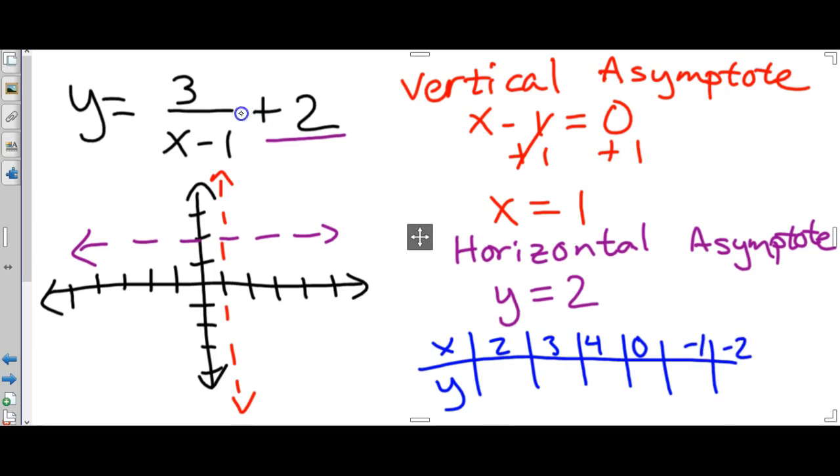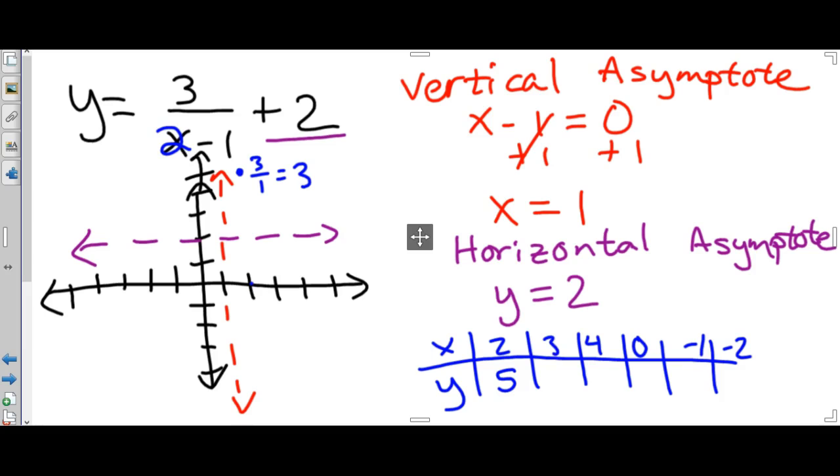So now we plug these into the function itself to find y. If I were to put 2 in for x, I get 3 divided by 2 minus 1. You have to do the subtraction first, so that would become 3 over 1. Then the division, 3 over 1 is 3, plus 2 is 5. So (2, 5). I'm going to end up here near where some of our other writing is.